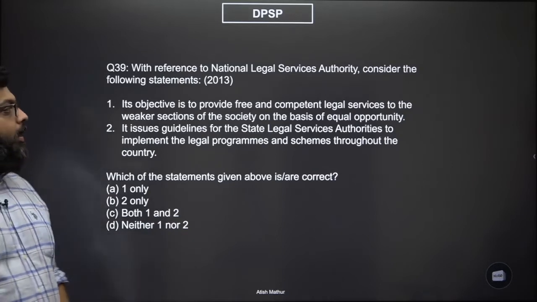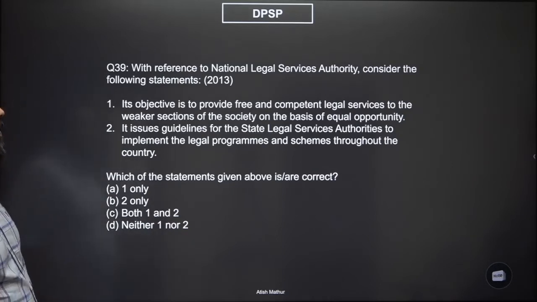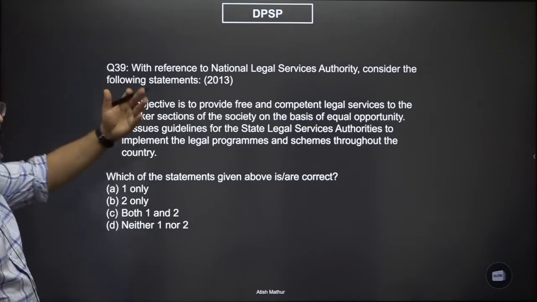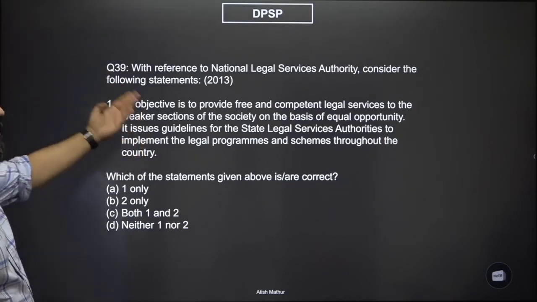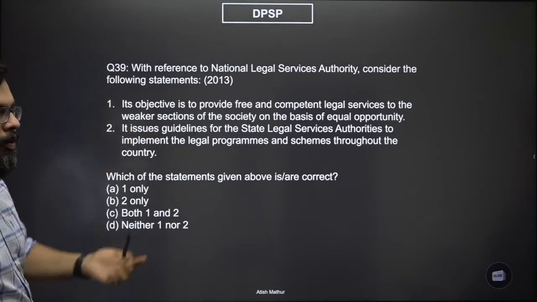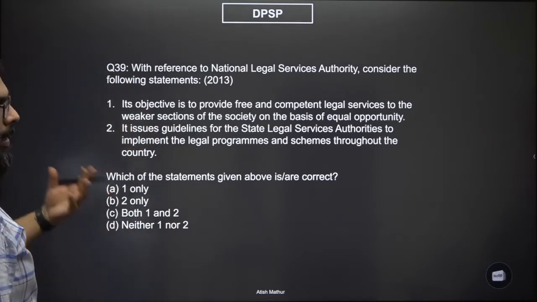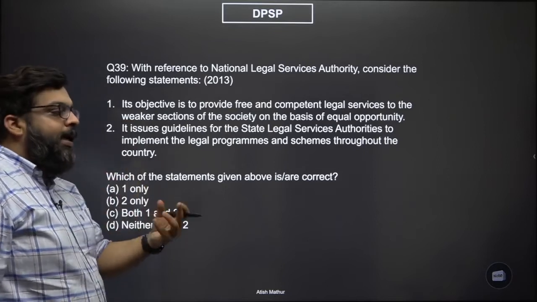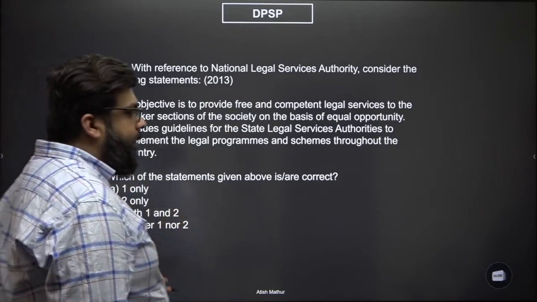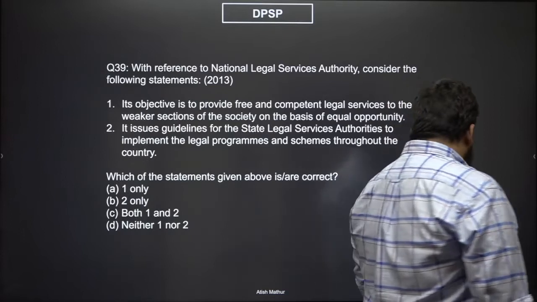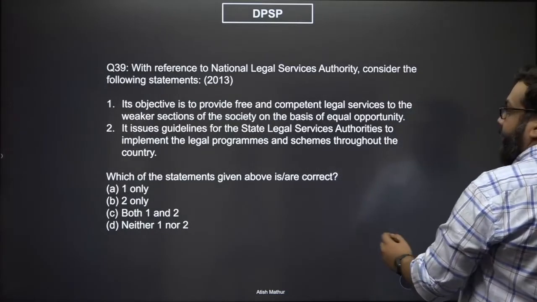Now, does it provide free and competent legal services to weaker sections of society? Yes, obviously it does, because that's what the whole concept of free legal services is, because most people can't afford a lawyer. So that everybody has a lawyer, so that there is a free and fair trial, you would certainly require the authority to assist. So yes, the first part is definitely correct.